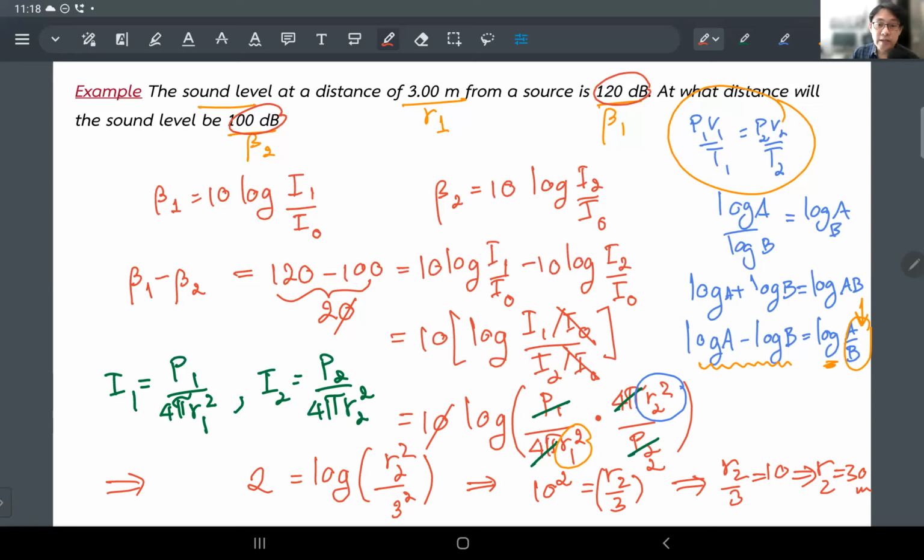Okay. So as you can see, to reduce the level from 120 down to 100 decibels, you have to go far away, like 10 times as far. You have to go pretty far. But you also know in your head now that a change of 20 decibels is a lot of change. That's two orders of magnitude change in terms of intensity. So there's no doubt you have to go pretty far.